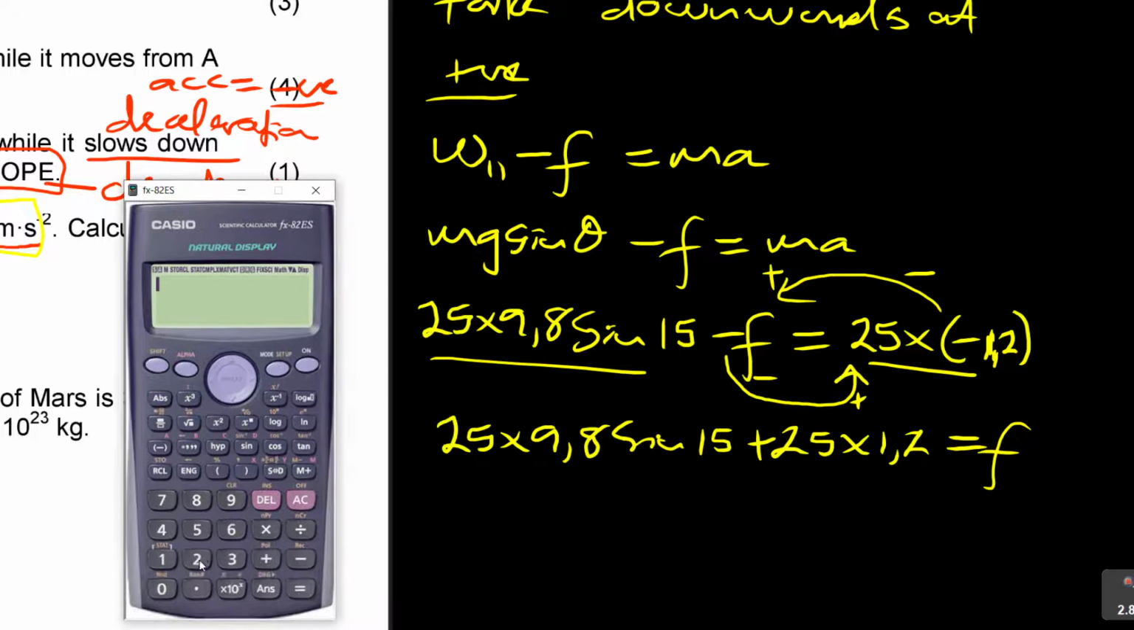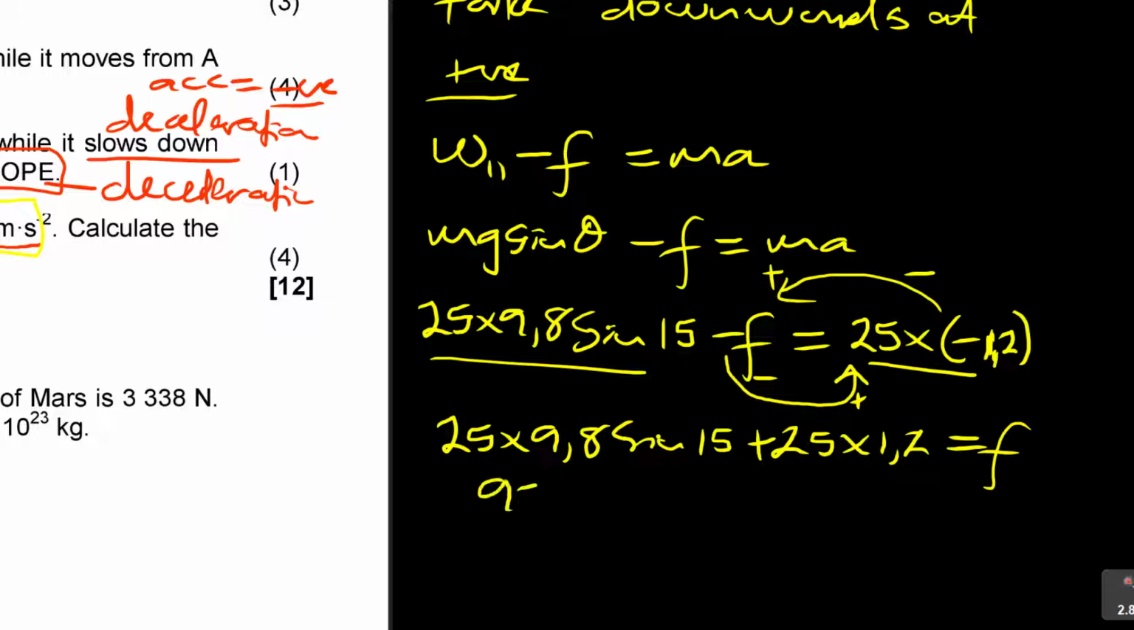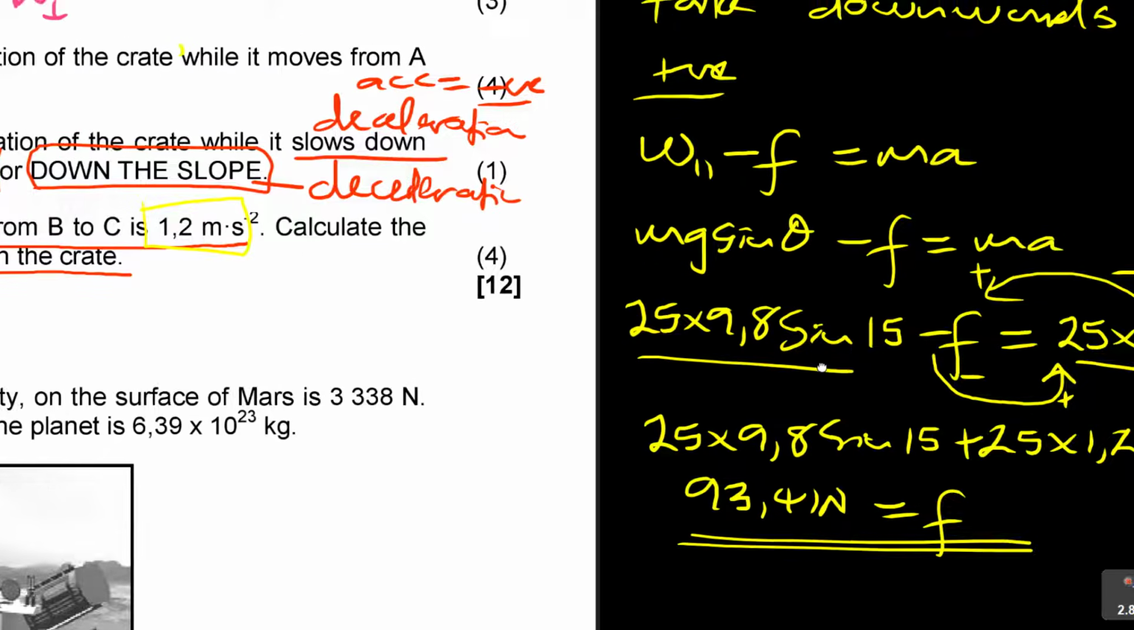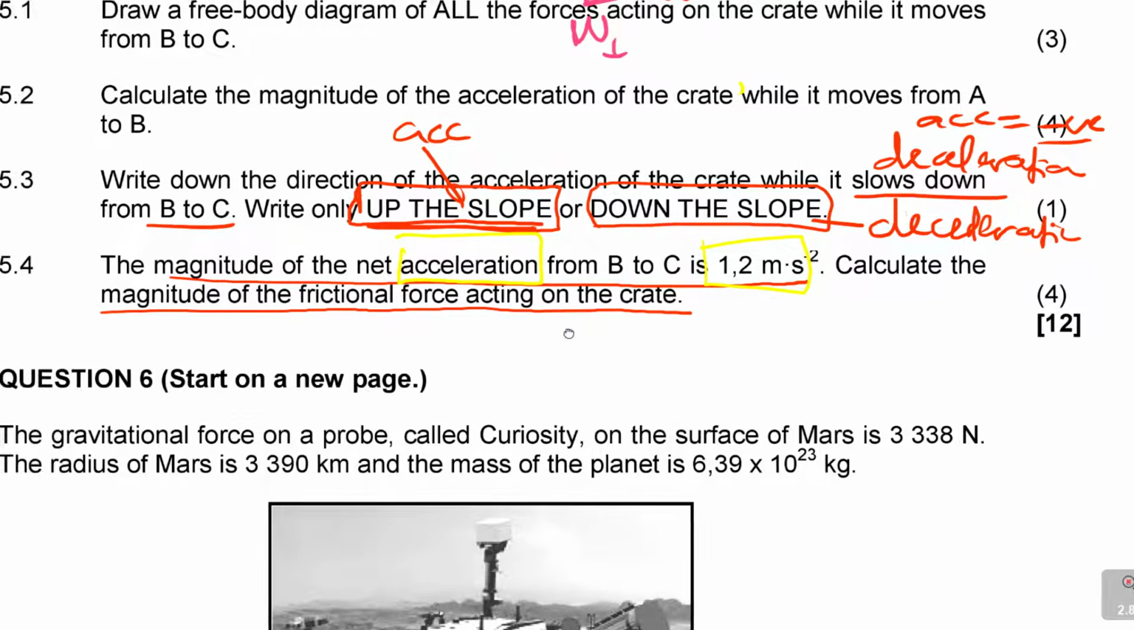Now look at this. So I'll get 25 times 9,8 sine 15 plus 25 times 1,2, equal to 93,41. So it's 93,41 newtons. This is my friction. That's the frictional force. So okay, that's the frictional force, and that's what they wanted you to find out when they were asking you that question. So calculate the magnitude of the frictional force.